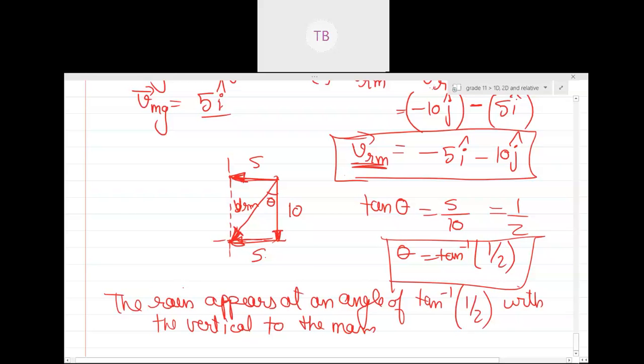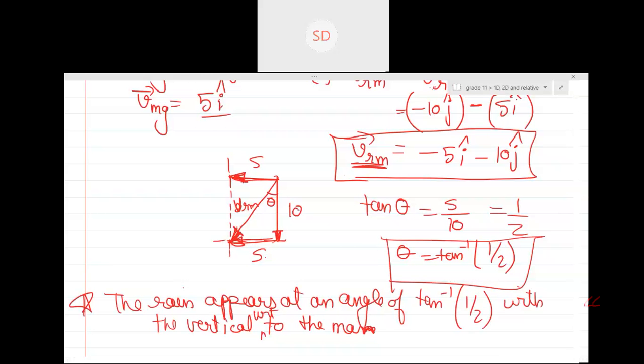So we can find the speed at this angle. Yes, we can find the speed at this angle. What will the speed be? No, it will not appear to be falling at 10 meter per second. It will appear to fall with the square root of 10 squared plus 5 squared. So that will be the answer for the speed. But anyway, is this clear?